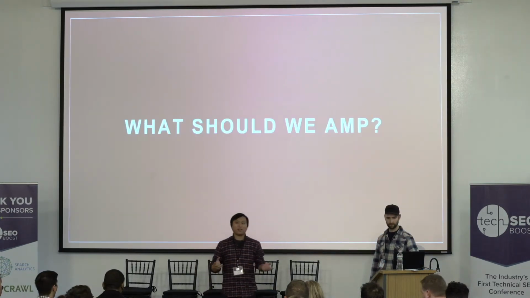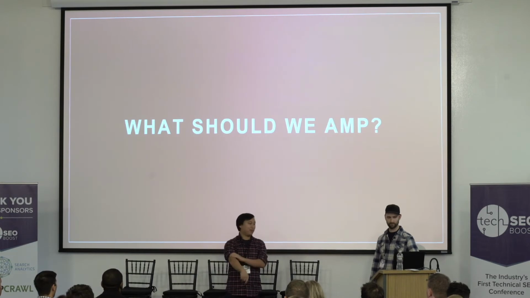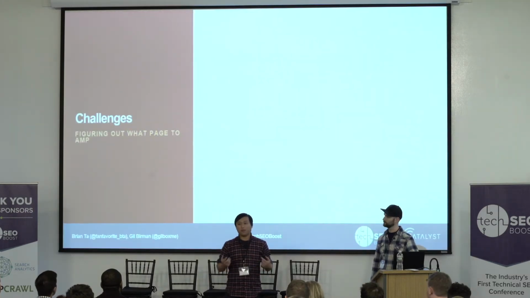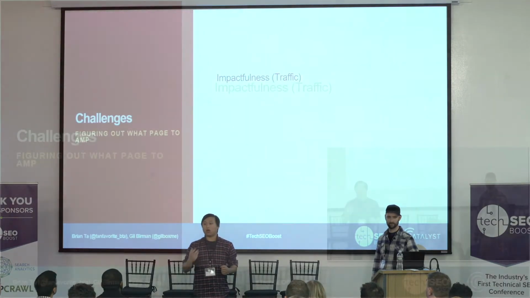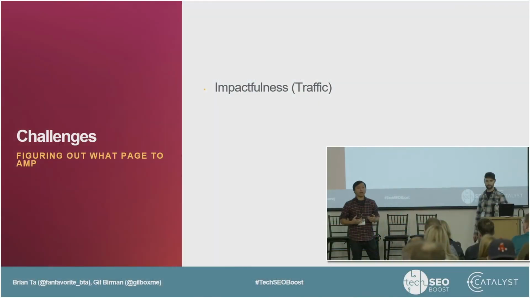So now that we, Airbnb, decided that we wanted to pursue AMP, we have to ask ourselves, what pages should we AMP? Before we can ask that, we need to figure out which factors matter the most. The very first one that we looked at is impactfulness, the traffic. It's not only about bringing in a large amount of traffic, it's about bringing in high quality traffic. We want traffic that's actually going to lead to bookings. The second one is page volatility.